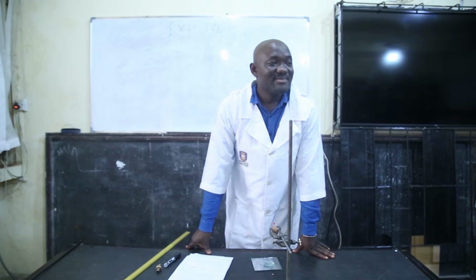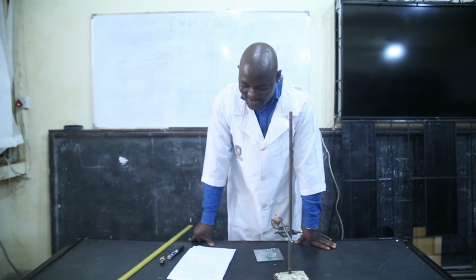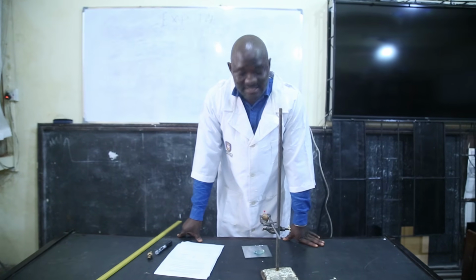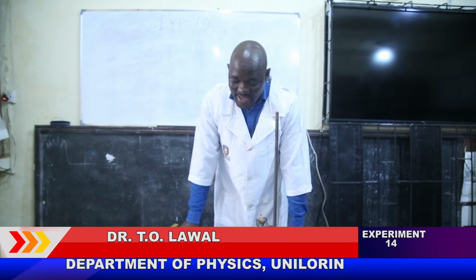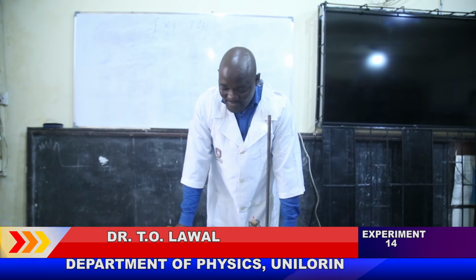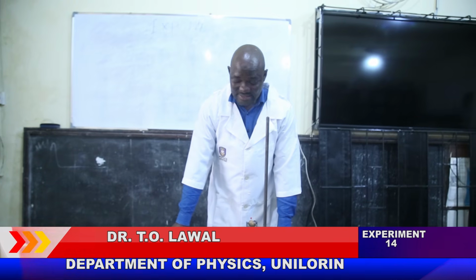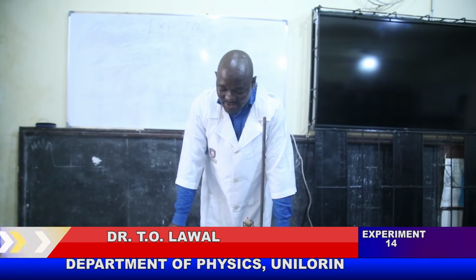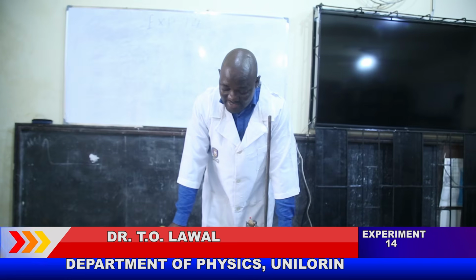Tio Lawal. I'm going to demonstrate experiment 14 titled Determination of Refractive Index of Convex Lens of a material and that of unknown liquid. We are going to use two methods. The first method has to do with determination of refractive index of the convex lens of the material, while the second method has to do with refractive index of unknown liquid.